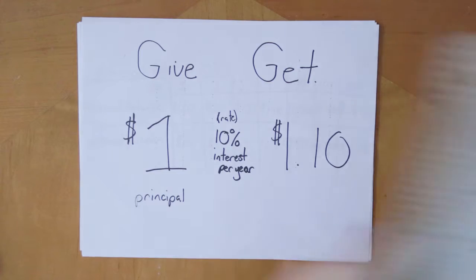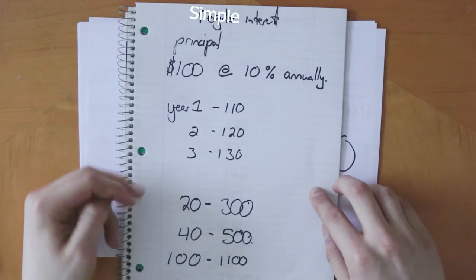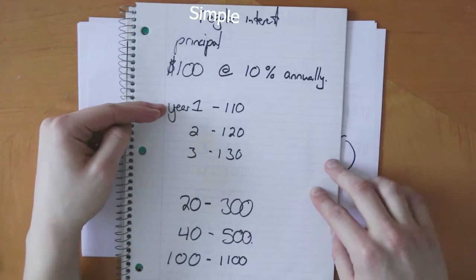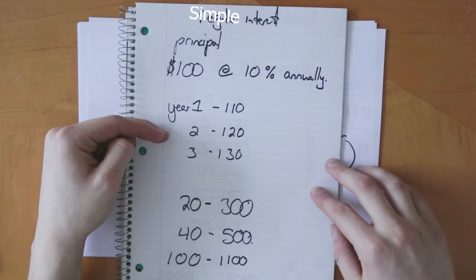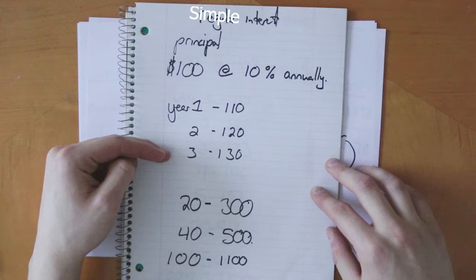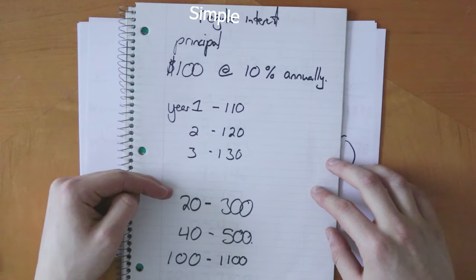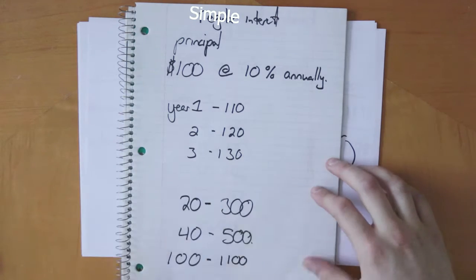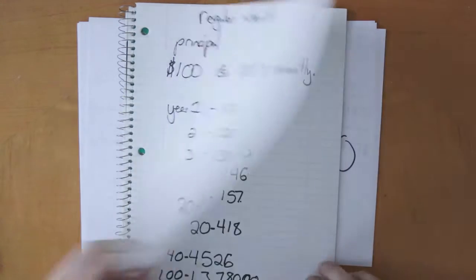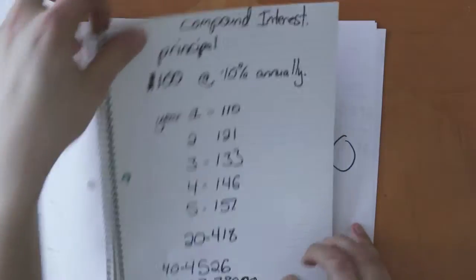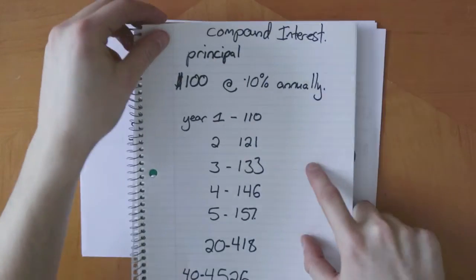So what does that look like in time? Well, after 1 year, you'd have 110. After 2 years, you'd have 120. After 3 years, you'd have 130. After 20 years, you'd have 300, and so forth. Now, if you look at compound interest, it's a little bit different.